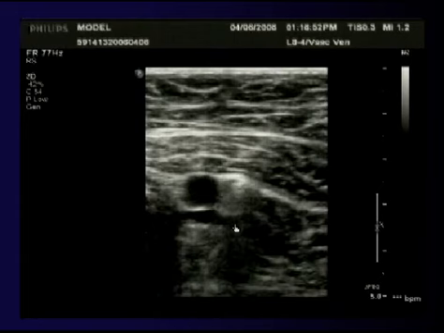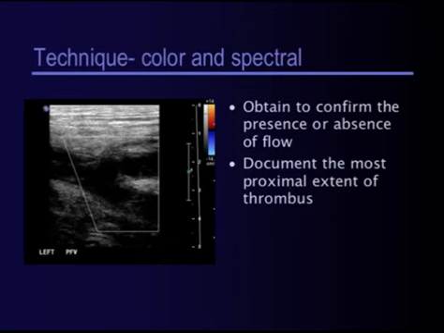The vein is compressed every 1 centimeter all the way down the leg, from the common femoral vein down to the popliteal vein. And in some institutions, the calf veins may also be compressed. This is also augmented with color and spectral Doppler to confirm the presence or absence of flow.